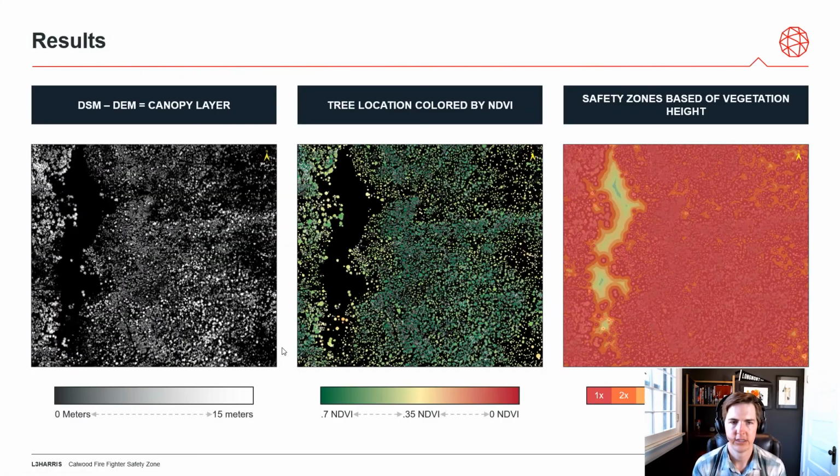So here are the results. This is the digital surface model subtracting the digital elevation model, and that gives me the height of each one of the trees. The next one is the location of each one of the trees colored by the NDVI, so red being senescent trees and dark green being nice healthy trees. And then once again, this is the safe separation area: 1 times vegetation height to 8 times vegetation height, being blue.